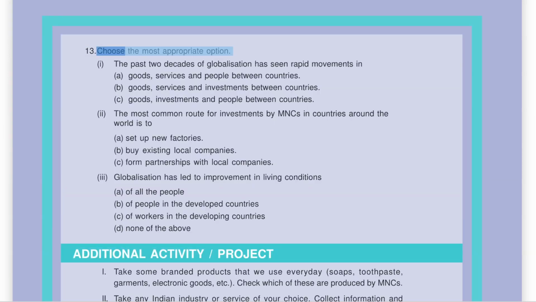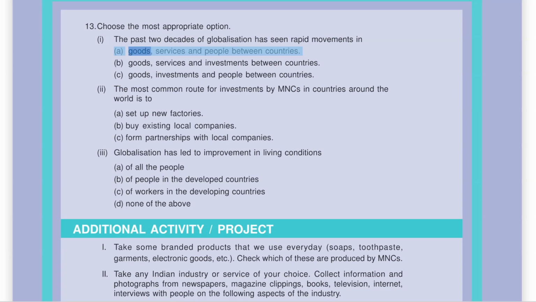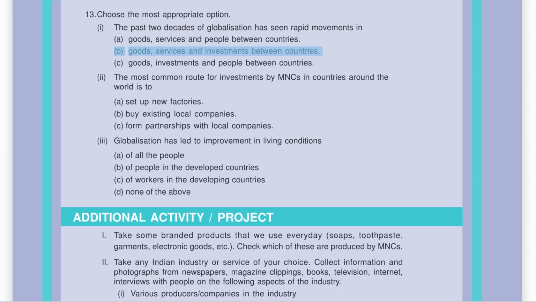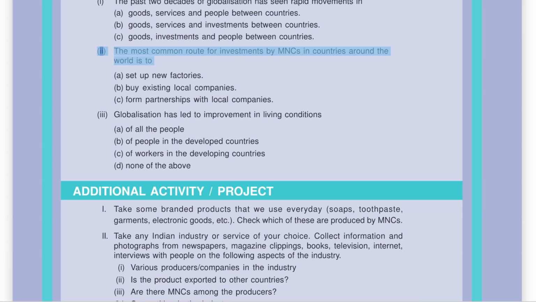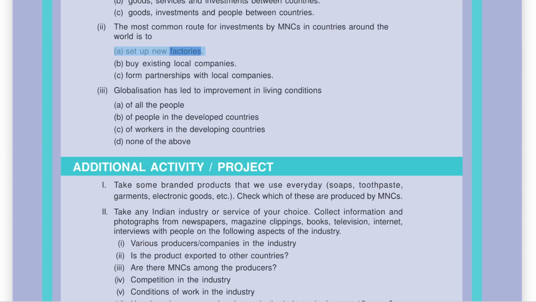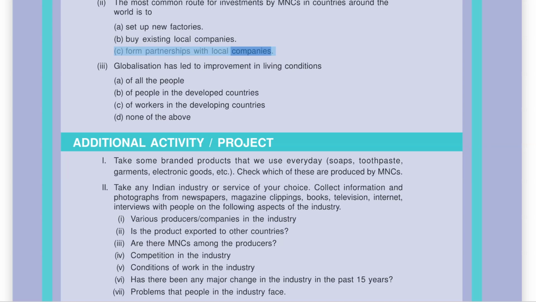13. Choose the most appropriate option. 1. The past 2 decades of globalization has seen rapid movements in A. Goods, services, and people between countries. B. Goods, services, and investments between countries. C. Goods, investments, and people between countries. 2. The most common route for investments by MNCs in countries around the world is to A. Set up new factories. B. Buy existing local companies. C. Form partnerships with local companies.